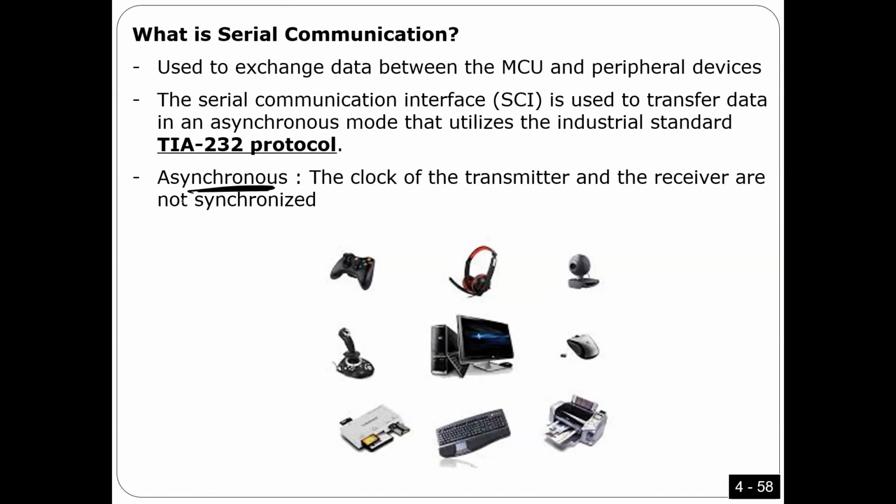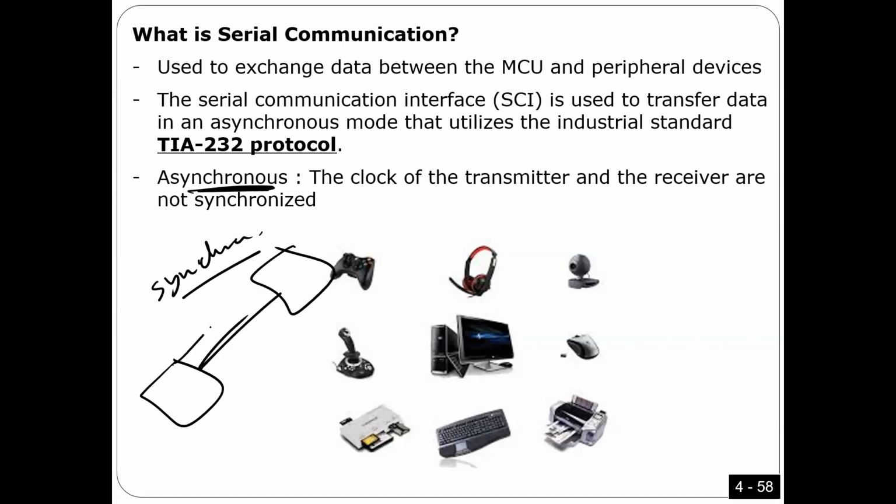asynchronous communication. If you want to do serial communication, there are two ways. One way we call synchronous. In synchronous, in addition to the data wire, you have to connect another wire for the clock. So there should be a common clock. This clock is used for synchronization. That means I'm going to send one bit, so we are synchronized, and you are going to receive it.